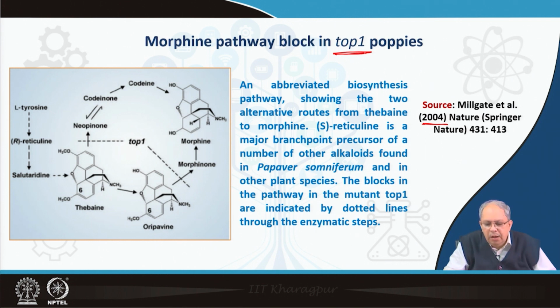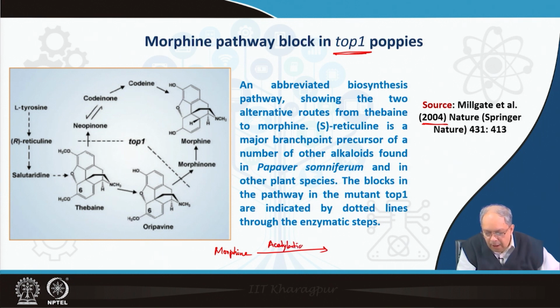morphine. Why? Because morphine can be acetylated, and that leads to the formation of the notorious drug heroin. And so, these are illicit drugs. So, they want to have a licit drug, that is, an opium poppy which will not produce morphine, so that it cannot be used further to make heroin. So, that is one of the objectives.